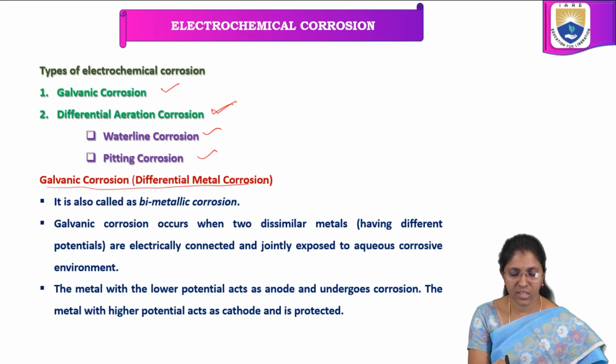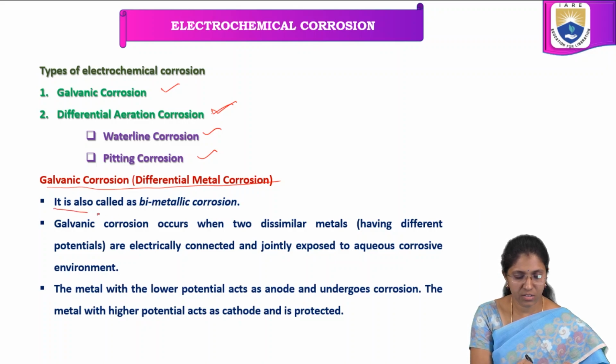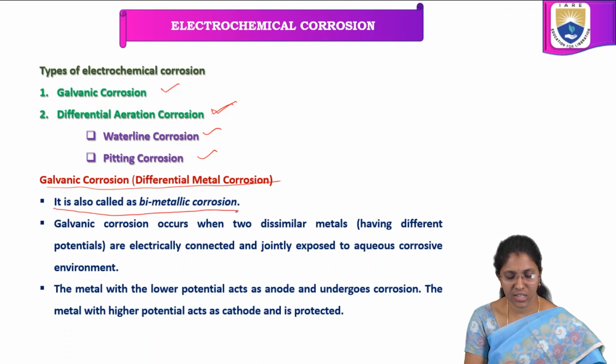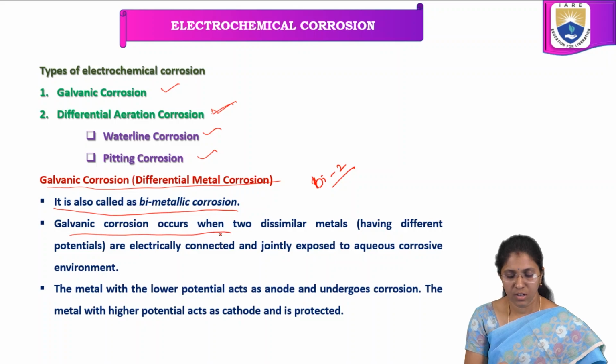First, what is galvanic corrosion? This is also known as differential metal corrosion. In this corrosion, two different metals participate. It is also called bimetallic corrosion; bi means two. Galvanic corrosion occurs when two dissimilar metals, for example iron and copper, are involved.